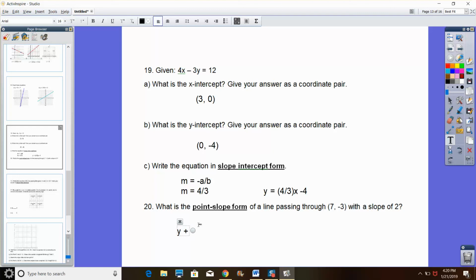So here we're going to go y plus 3 because we use the opposite. y minus y1, y minus negative 3, is going to be y plus 3. And the slope is given to us as 2, and then x minus 7 would be our final value for that. And that would be the point-slope form of a line that passes through (7, -3) with a slope of 2.